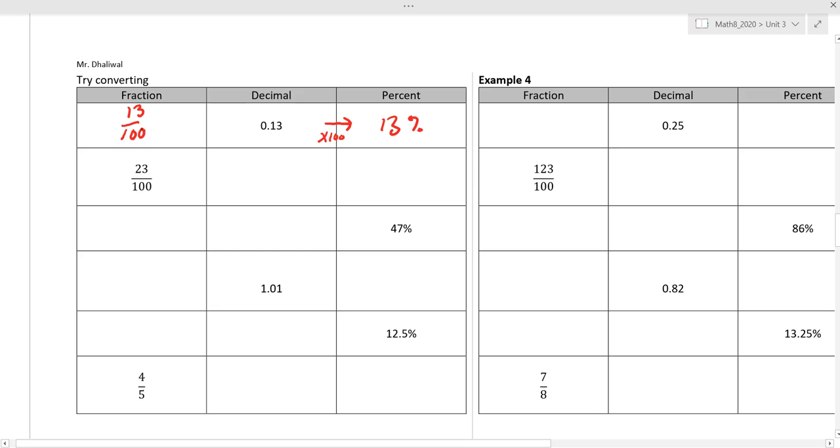It's easy to go from percentage to fraction and from decimal to percent, right? So we don't have to reduce here. You can simplify if you can, but 13 is a prime number, so that can't be simplified.